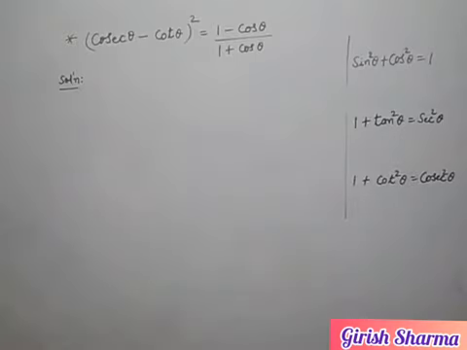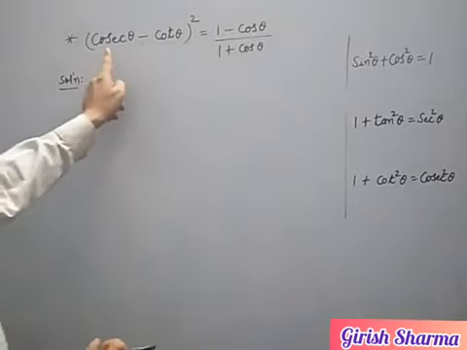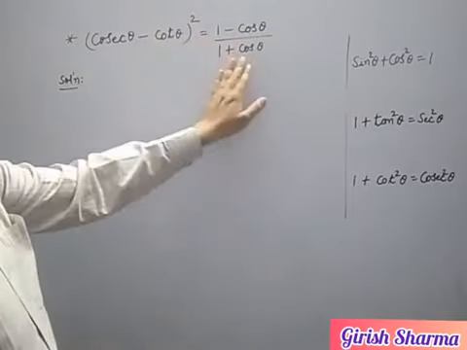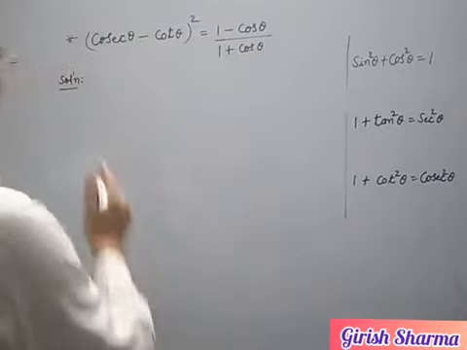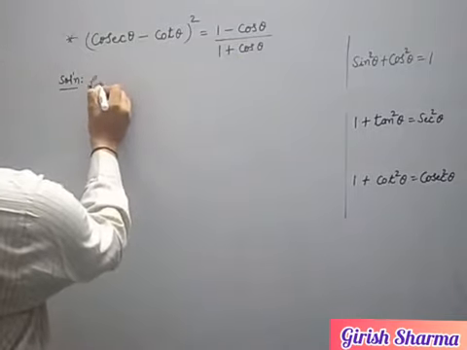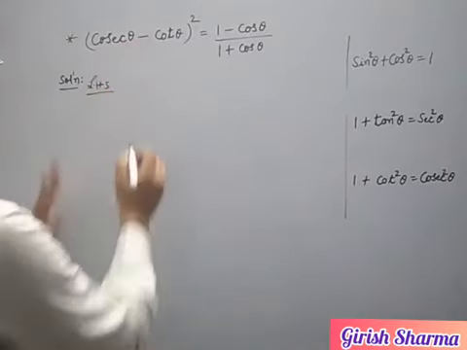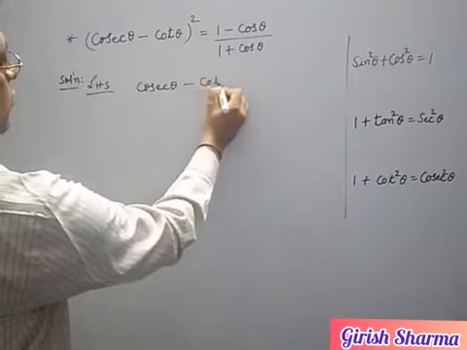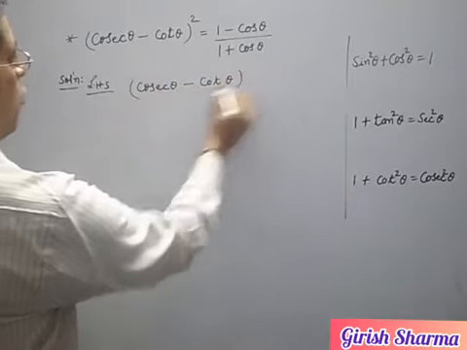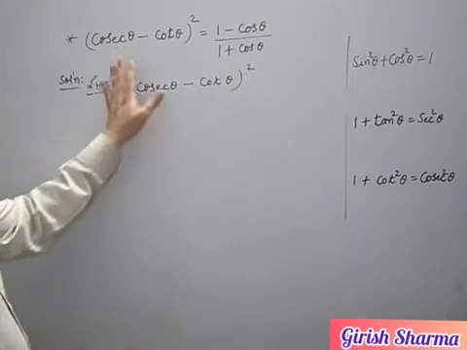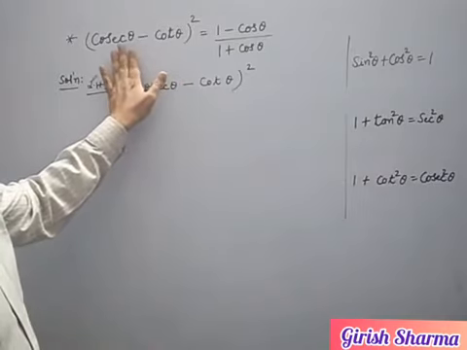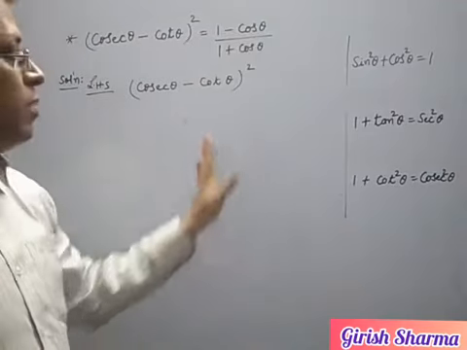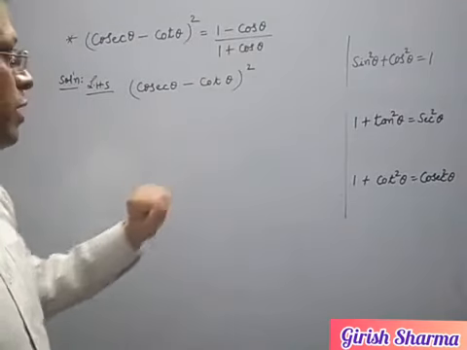Here see the next one. It is given in LHS: cosec theta minus cot theta whole square. You have to convert in this form. Okay. Now see, what is LHS here? Left hand side. This is your cosec theta minus cot theta whole square. Okay. Here is given cosec and cot, but the required form is in terms of cos. So I am converting in terms of sin and cos. See here.